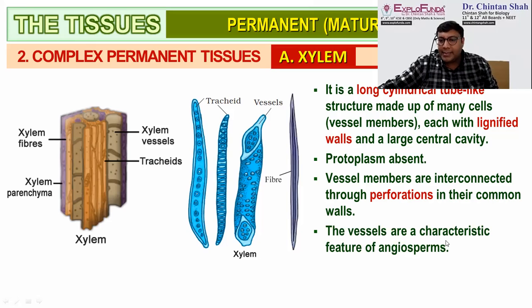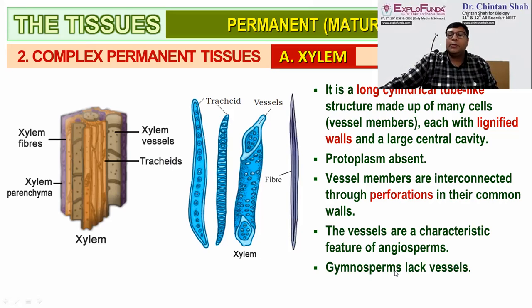The vessels are characteristic features of the angiosperms. So in the case of both monocots and dicots, they will be present. Gymnosperms do not have vessels.